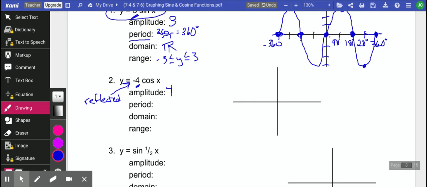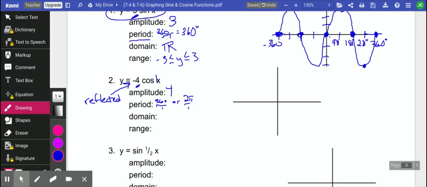The period of cosine is 360 or 2 pi. I said we do this one in radians. And we have to divide that by b. b is this number out in front of the x, which in this case is 1. So our period is still 360 or 2 pi.